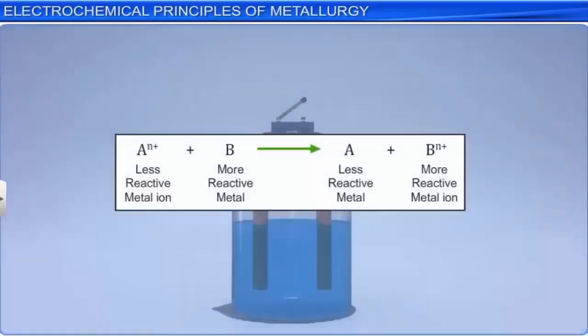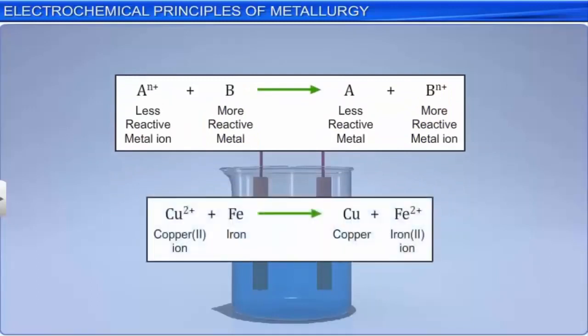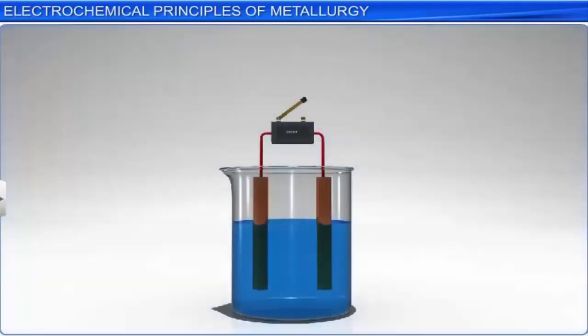Hence, the less reactive metal will come out of the solution and the more reactive metal will go into the solution. For example, the reduction of copper plus 2 to copper in the presence of iron. The corresponding equation is shown here. In a simple electrolysis process, the positive ions always move towards the negative electrode, called the cathode.